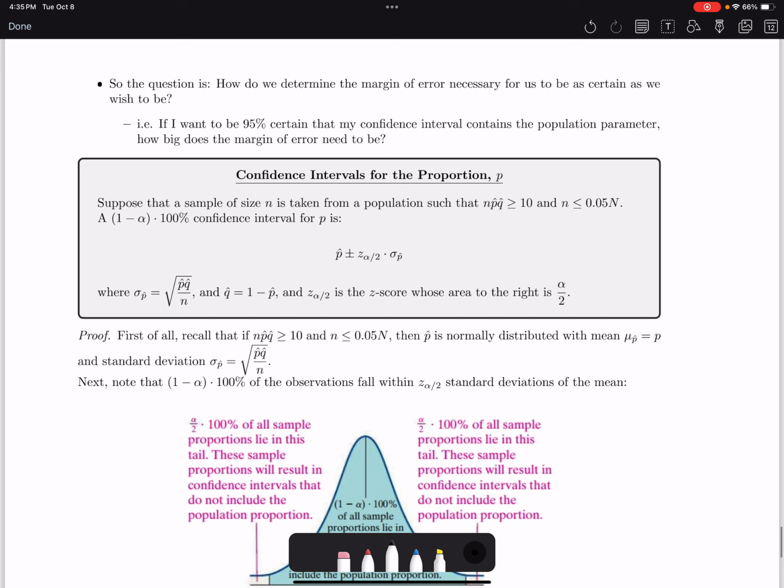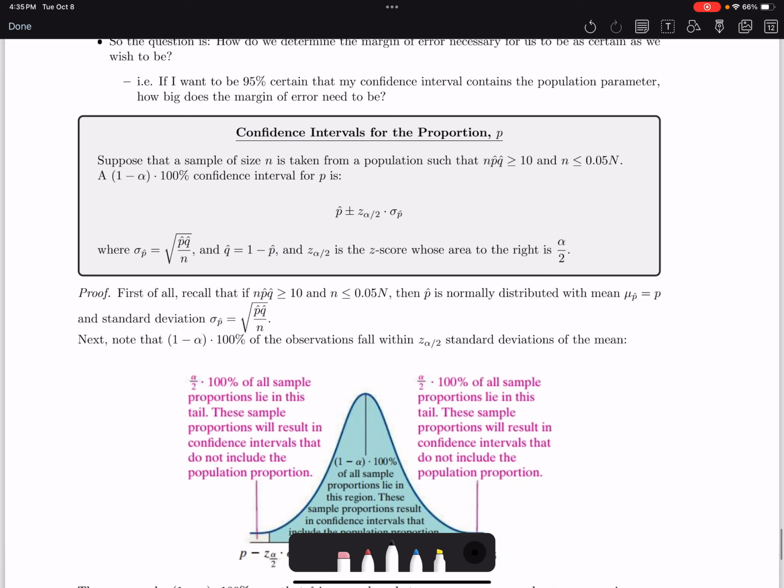Well, so then the question would be, how does it compute the margin of error? We know how it computes the sample proportion, we know how it computes the sample mean, but how does it compute the margin of error? How do we determine the margin of error necessary for us to be as certain as we wish to be? In other words, if I want to be 95% sure that my confidence interval contains the population parameter, how big does the margin of error need to be?